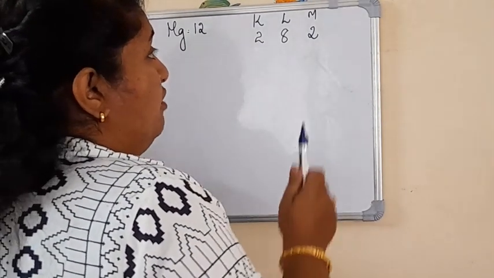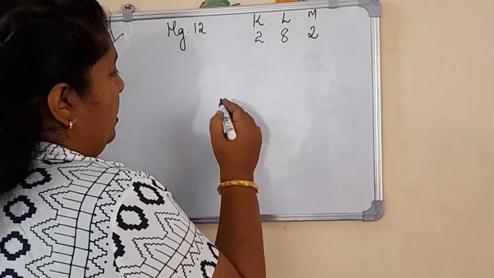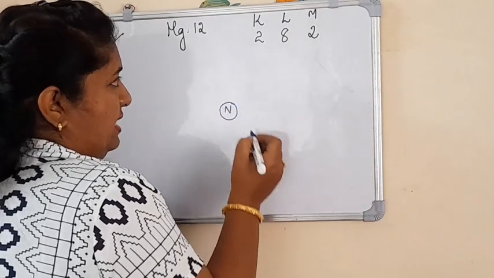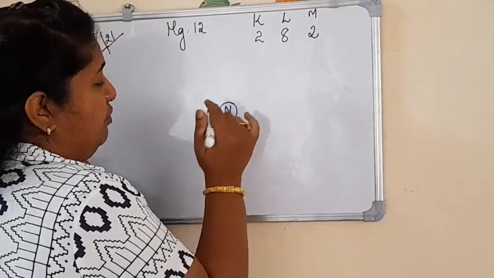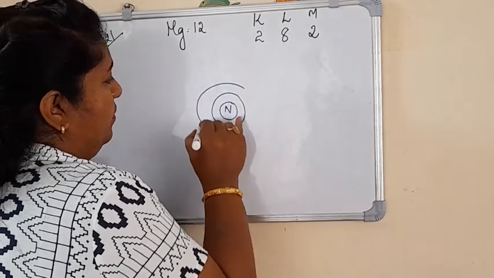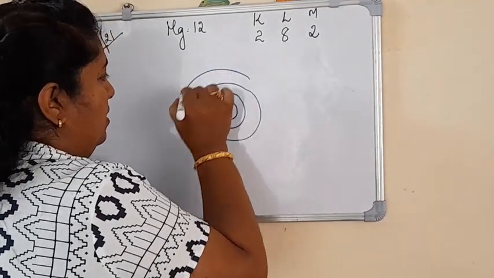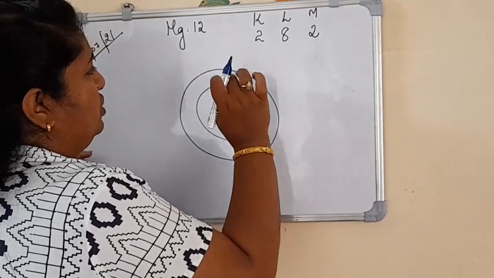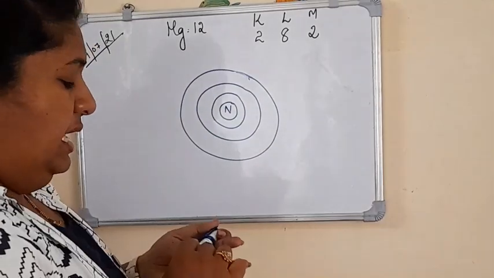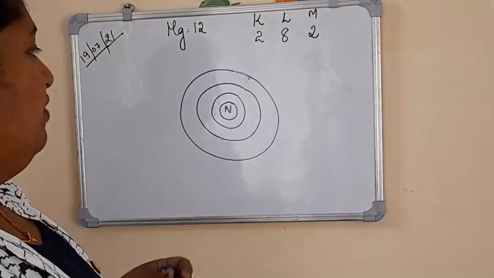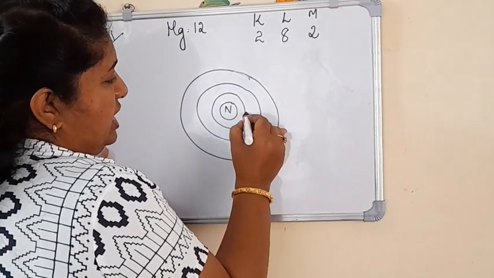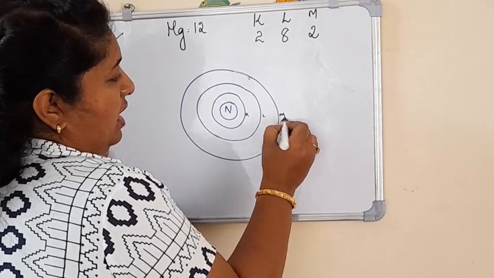First you have to think how many shells there are. Before drawing the shells, you will write nucleus in the center. You have to always represent the nucleus in the center. Now K shell, L shell, M shell. When you draw in your notebook, draw it neatly. You can use your compass also, so it will be very neat. So now first we have drawn the shells, that is K, L and M shells.